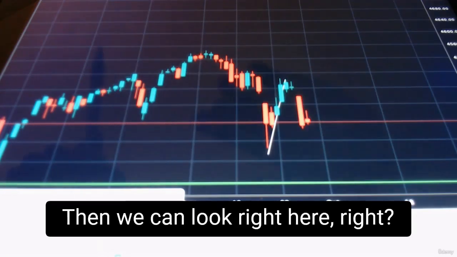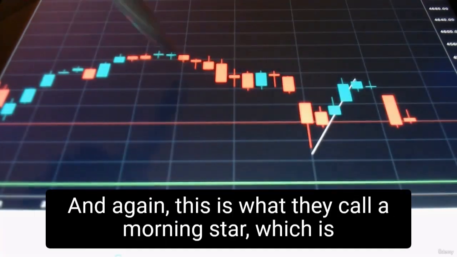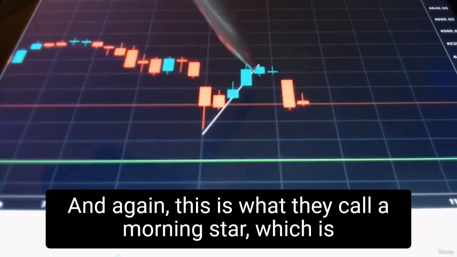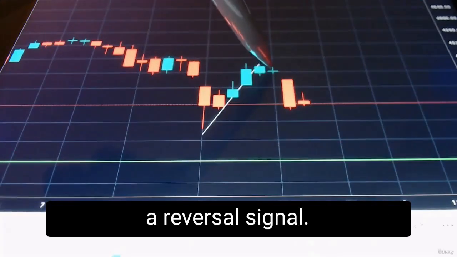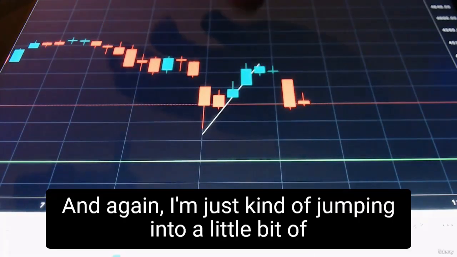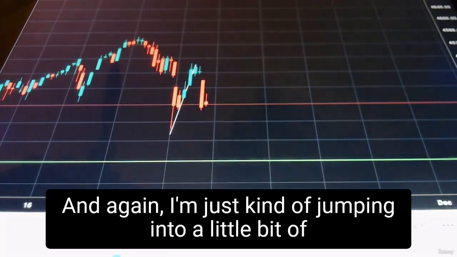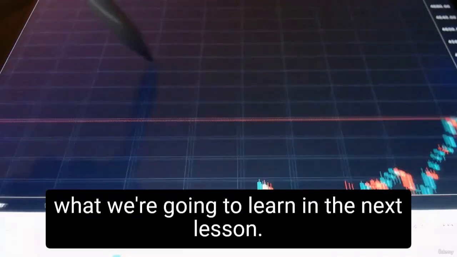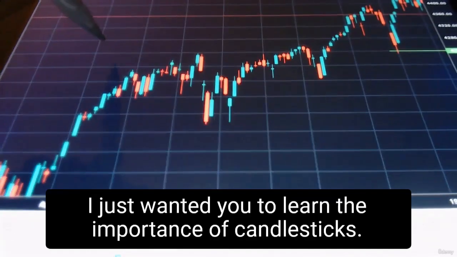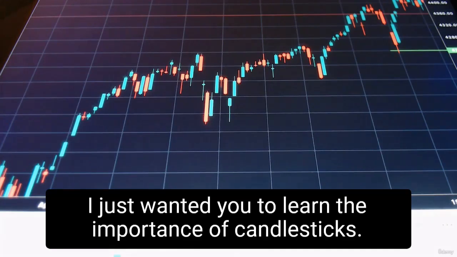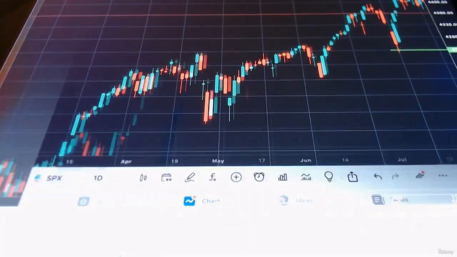Then we can look right here, right? And again, this is what they call a morning star, which is a reversal signal. Okay, and again, I'm just kind of jumping into a little bit of what we're going to learn in the next lessons. I just wanted you to learn the importance of candlesticks.